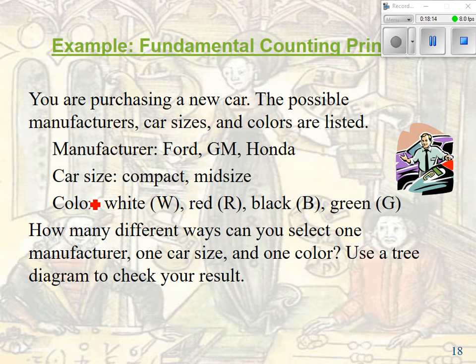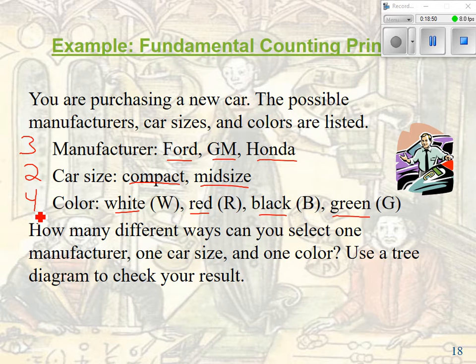Example, you're purchasing a new car. The possible manufacturer's, car sizes and colors are listed below. So we're going out to buy a new car. How many choices do we have for the manufacturer? How many choices for the car size? 2, because your folks aren't buying you some big Cadillac car that's 20 feet long. Color. How many choices for color? 4. How many different possible outcomes are there?